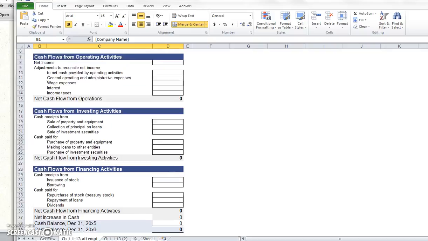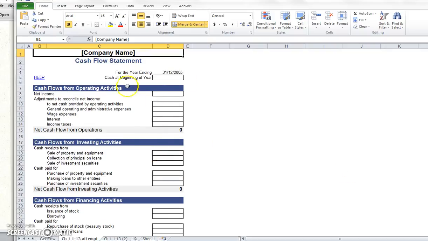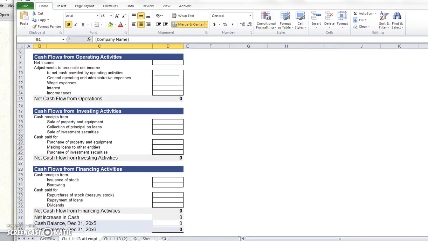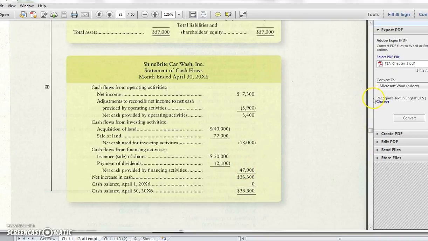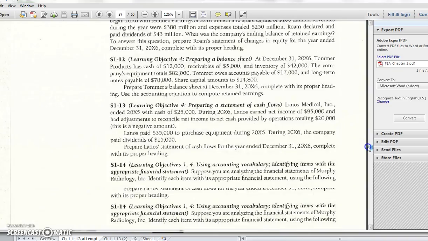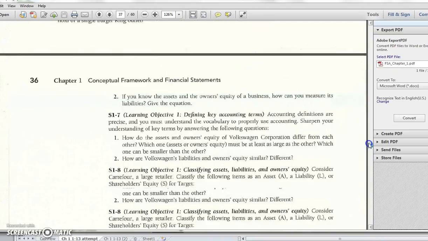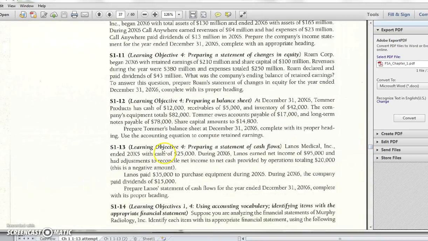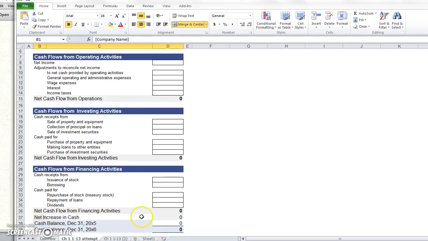So basically I zeroed everything, and I changed the dates, and I made sure the formulas work, and then I decided to plug in the numbers as necessary. So let's take a look at what are some of the numbers we need to plug in. Let's go back to S. Here we are. So it ended that year with cash of $25,000. So you've got to put in cash of $25,000. You put that right here, $25,000.